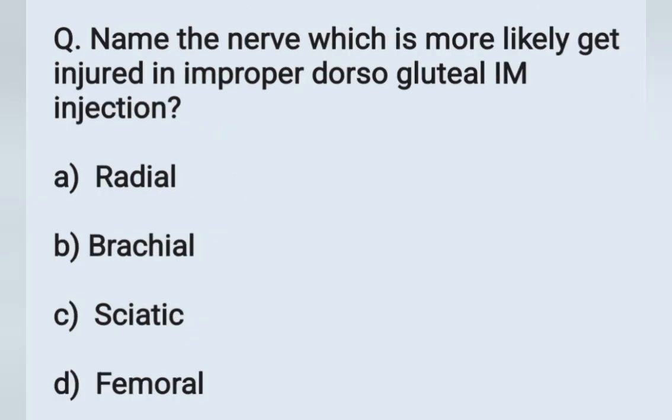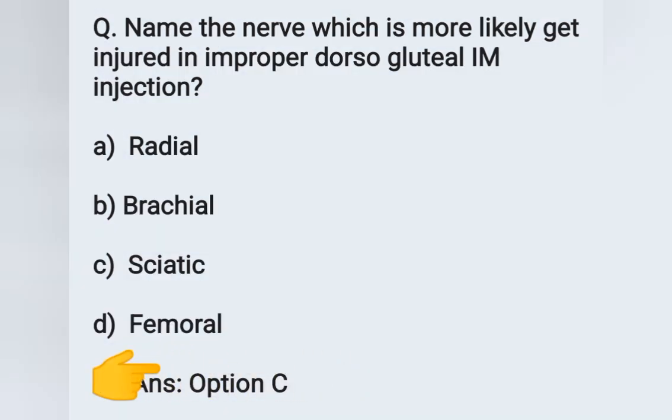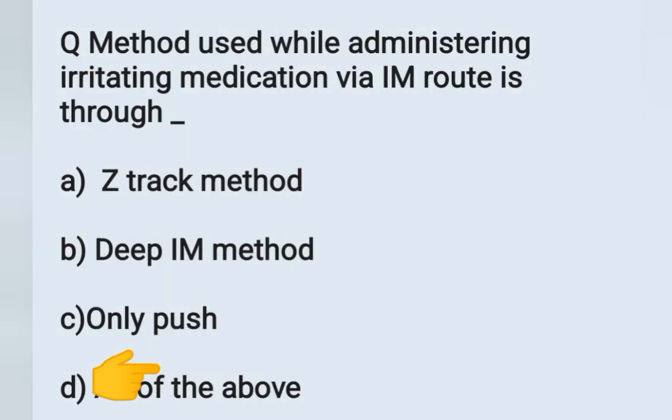And the next question is, name the nerve which is more likely to get injured in improper dorsogluteal IM injection. Options. Option A radial, option B brachial, option C sciatic, option D femoral. Improper dorsogluteal injection may lead to the injury to sciatic nerve. Option C is the correct answer. Move on to the next question.